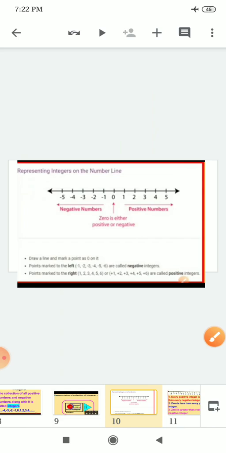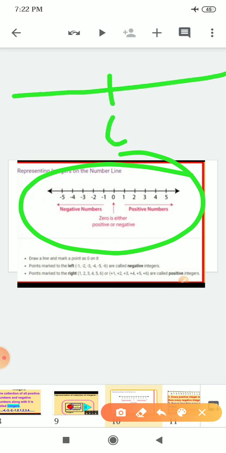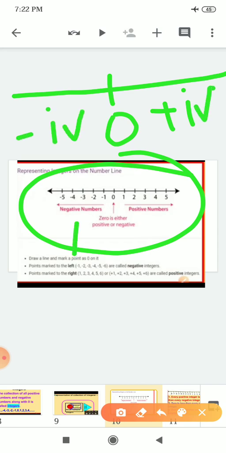Representing integers on a number line. This is the representation of a line like this. Here is 0 at the center. From 0 to the left-hand side we have negative numbers, and from 0 to the right-hand side we have positive numbers. And 0 is neither positive nor negative. I am already telling you that 0 is neither negative nor positive.